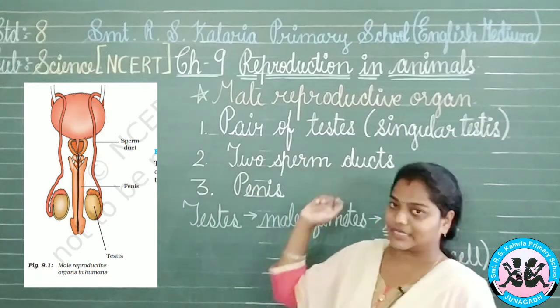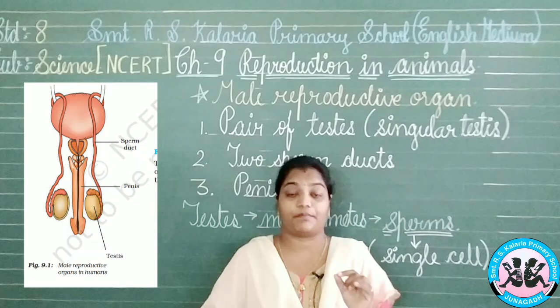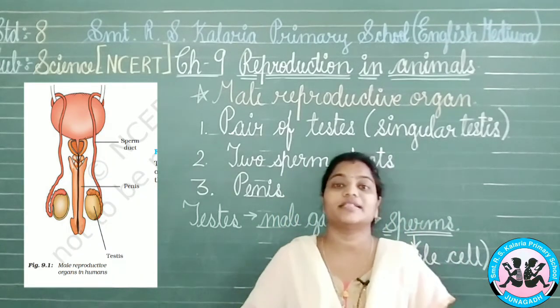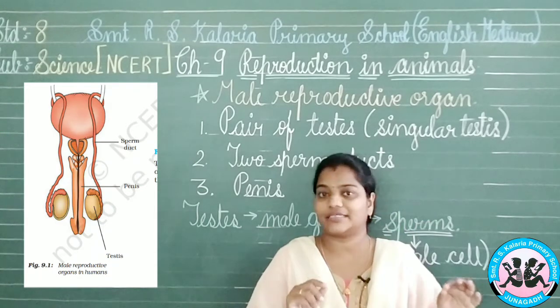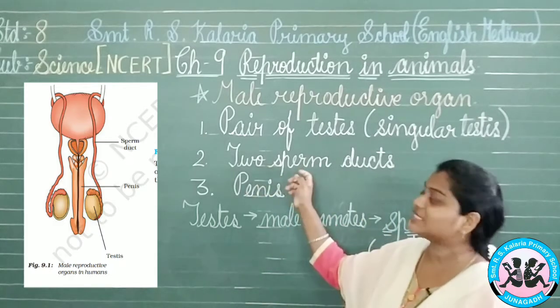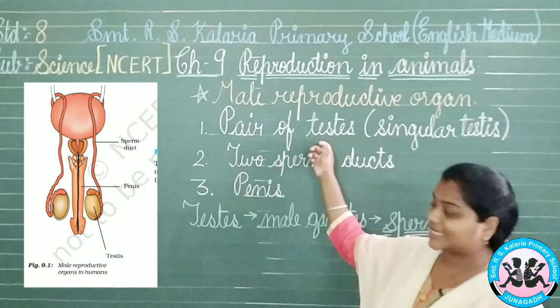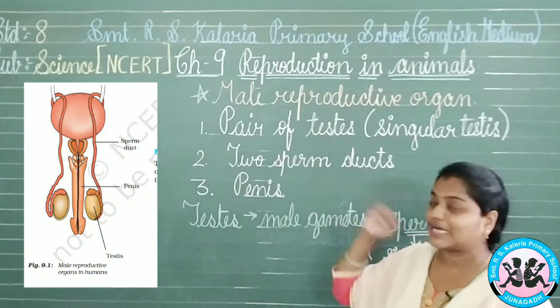2 sperm ducts. Now, duct is the term used for a pipe. Pipe means what? It just conducts one thing, that it passes the substance from one end to the other end. That is the meaning of the duct. So, the sperm duct means what? It will be passing the sperm from the testis to the other part of the organ. Okay. Now, what is that other part?